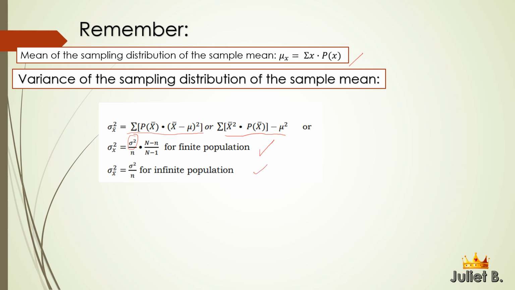This is the formula for an infinite population. So, for infinite, the number of the population is indefinite. The number of your population is endless. So this is what we use. For as long as you have the variance and the sample size, you can use this formula to find the variance of the sample mean.